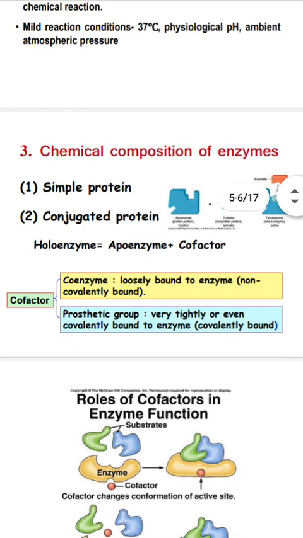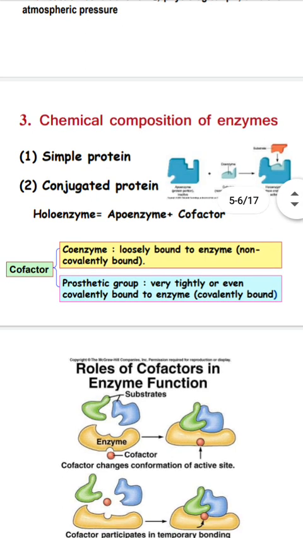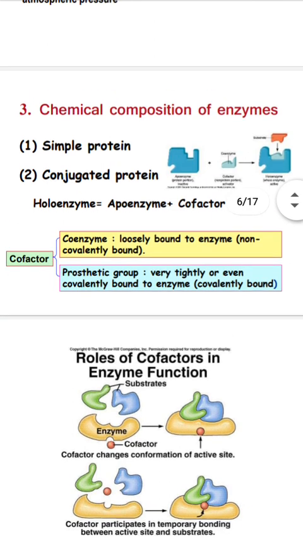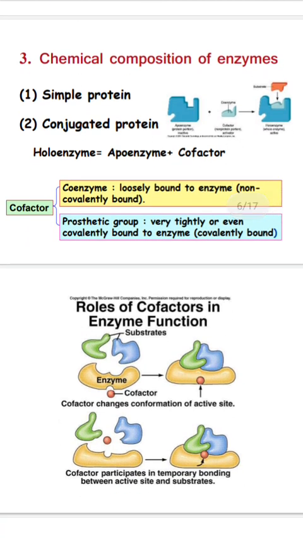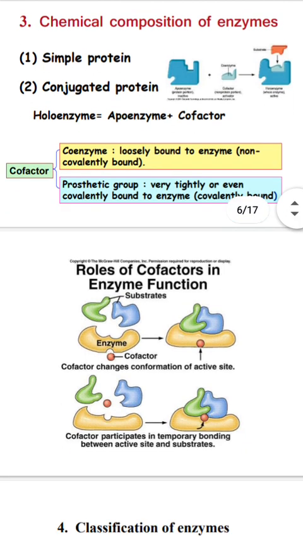If we see the chemical composition of a simple enzyme, it is made up of only one type of amino acid. A simple protein is a protein or enzyme which is made of only one type of amino acid. Next comes the conjugated protein, which is protein plus prosthetic group, right? The holoenzyme is the combination of apoenzyme plus cofactor, right?